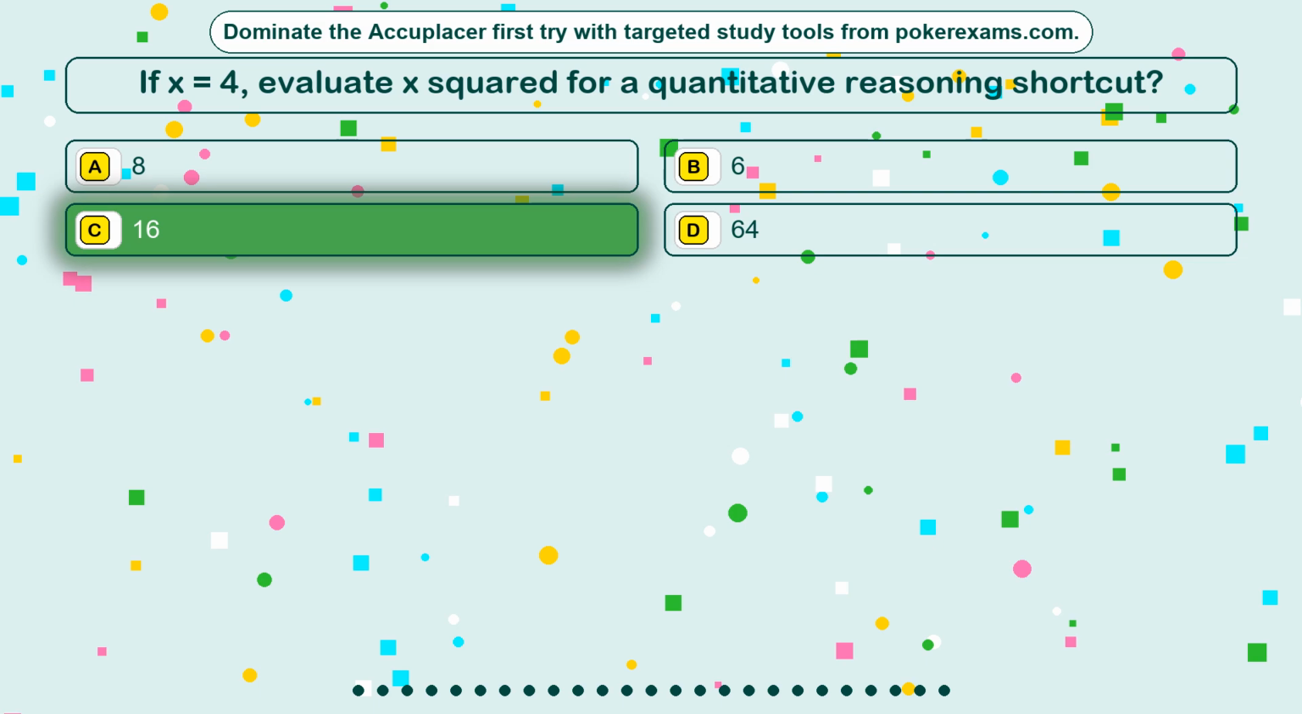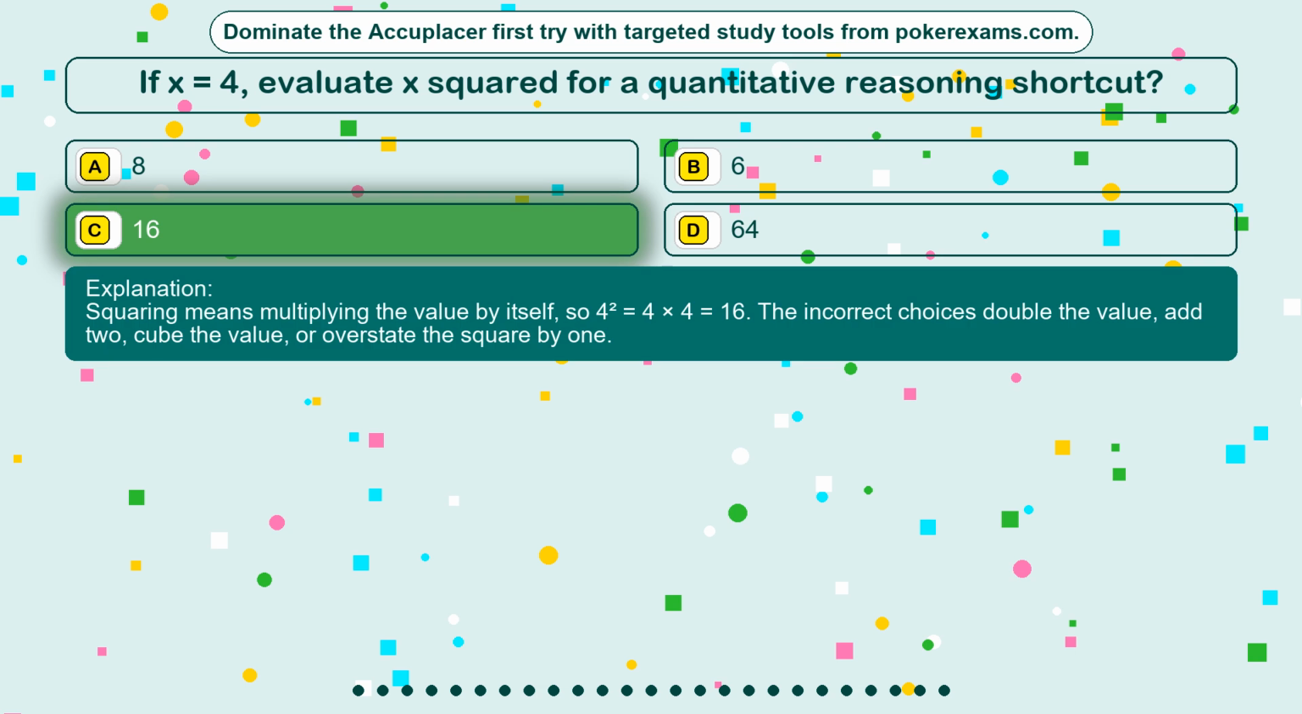The correct answer is option C, 16. Squaring means multiplying the value by itself, so 4 squared equals 4 times 4 equals 16. The incorrect choices double the value, add 2, cube the value, or overstate the square by 1.